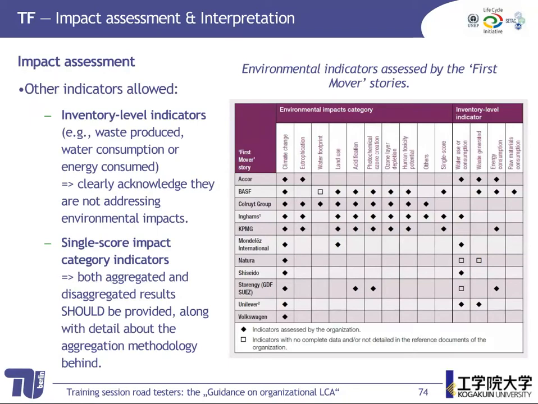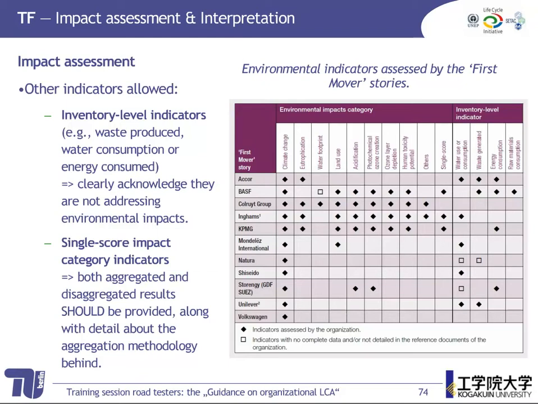Also, because this is common practice, or we found strong examples where companies were using these other types of indicators, we decided also to consider them in the guidance and to explain them a bit. So one thing is that in certain cases, companies may decide to assess inventory level indicators. This means not going up to the impact assessment, but taking into account only inventory data, for example, water consumption or waste produced or energy consumed, because sometimes for the strategy of the company and for internal reasons, they need this data and then they decide to also assess this data within the context of organizational LCA.